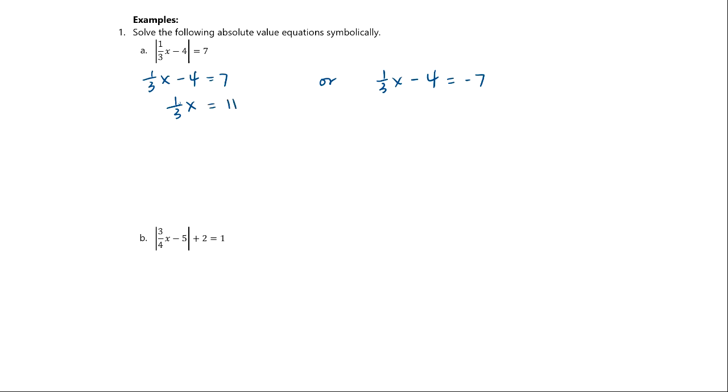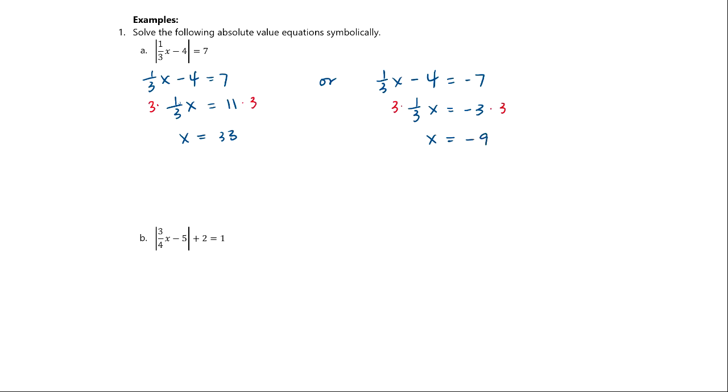Now if I want to get x by itself, I can multiply by 3 on both sides. That would give me x is equal to 33. That's one possibility. Or alternatively, if whatever is inside the absolute value is equal to the negative value, negative 7 in this case, I can still do a similar procedure. Go ahead and add 4 on both sides of my equation. And therefore, I would get 1/3 x is equal to negative 3. Again, we multiply both sides by 3 to get x by itself, and therefore x is equal to negative 9.